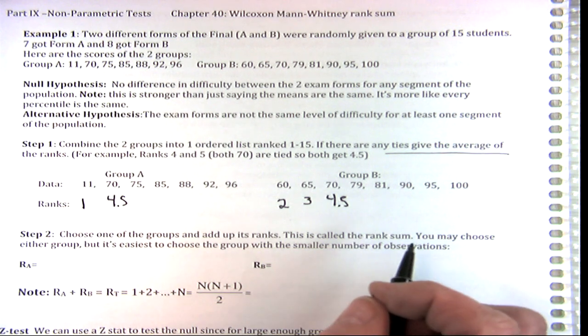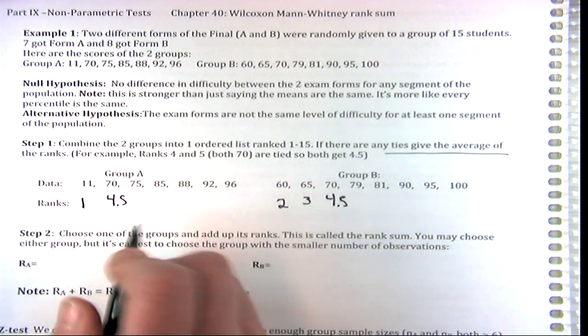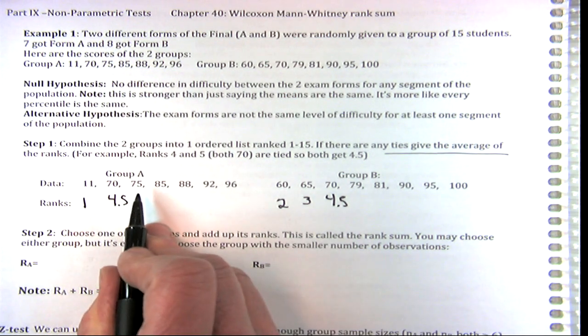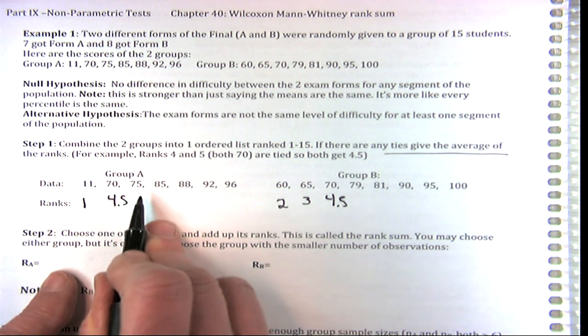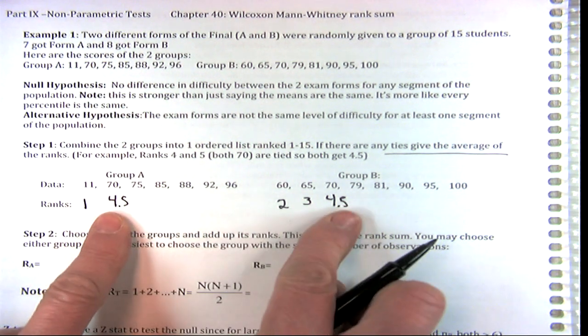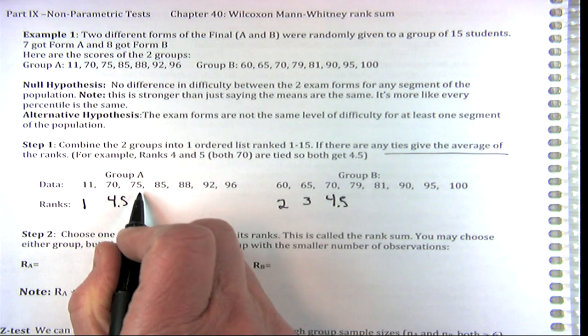Okay, and then the next one is this one. What should I give this one? You might think 5, but no, this is the 6th number. The ties took up spots 4 and 5, so now this is going to get rank 6.